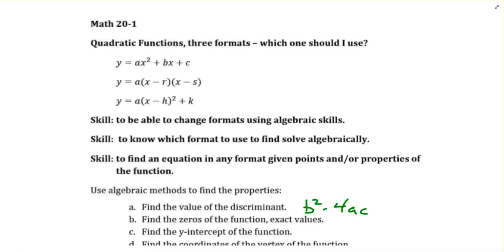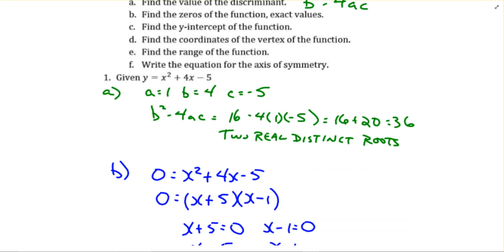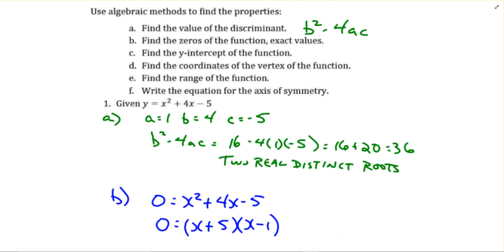All right, so let's go through a few of these. So we go down for A here. Our discriminant, if you put in b squared minus 4ac, this is what you get. It is a positive number, so it's two real roots, right? This crosses the x-axis twice.